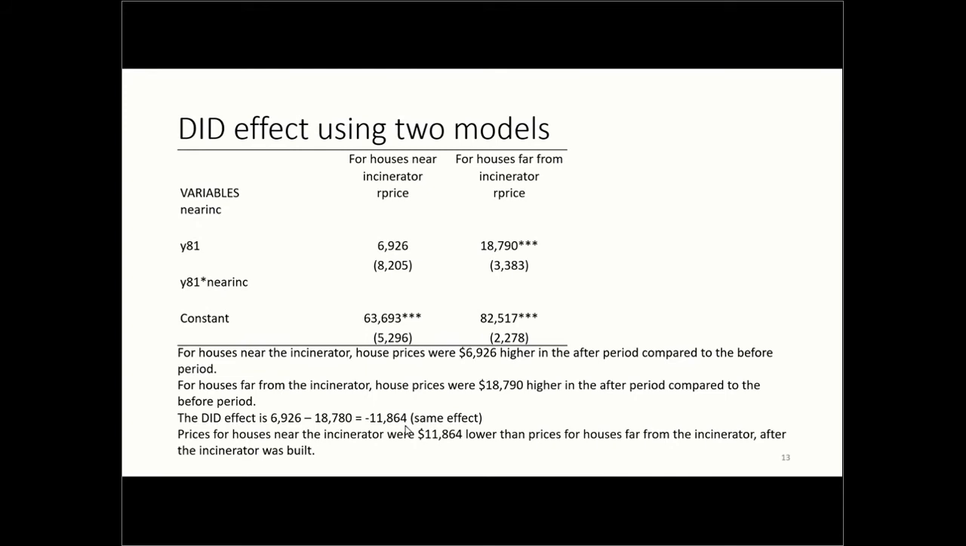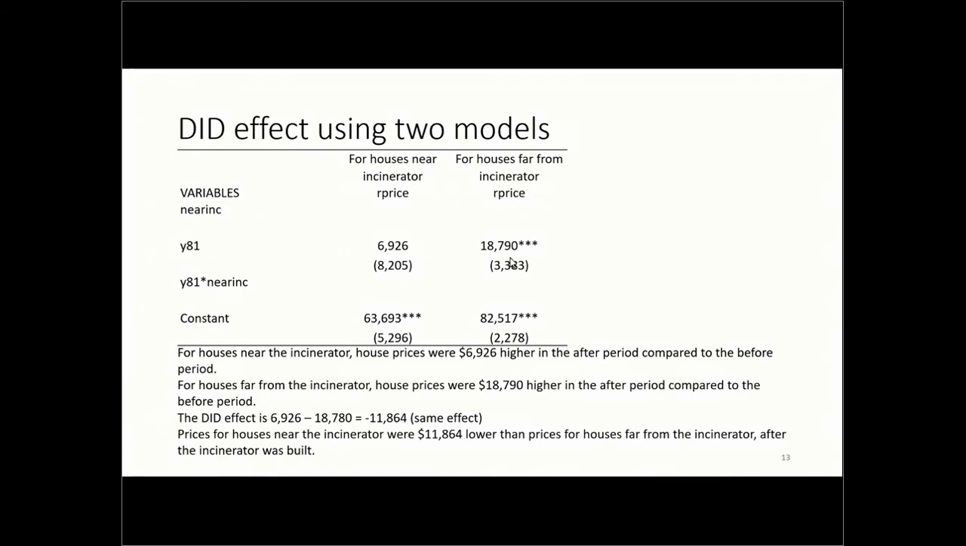So again, here we took the after versus before for the treated units, the after versus the before for the controlled units, and then we took that difference between the treated and the controlled units, and that's how we found this effect, the difference in differences effect.